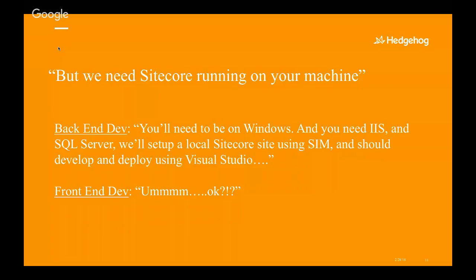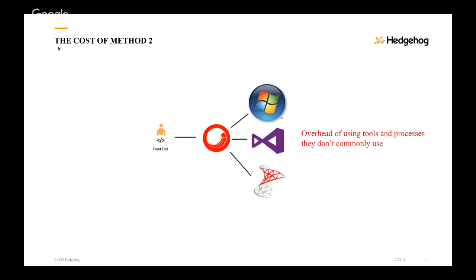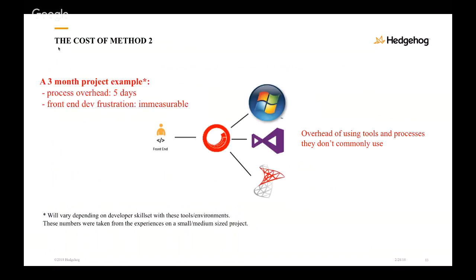And even if you do have front-enders in the house, quite frequently they are very booked, and they don't have time to jump in between the projects. So in order for the front end to set up everything and to start working, they need to have Sitecore, Windows, Visual Studio, etc. But they also need licenses for all of this. So we end up with an overhead of tools and processes that they actually do not use. So what we get with this second approach is that, for example, the overhead is 5 days in a 3-month project example.